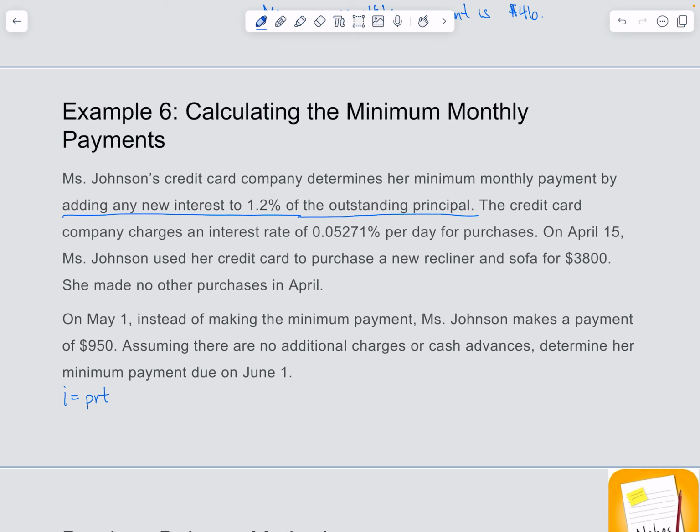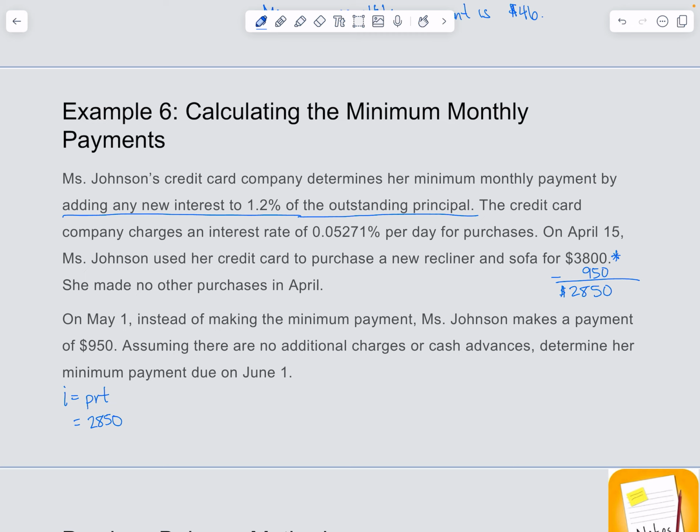So the principal that she owes, she had $3,800, but she paid off $950. So what's left? Let's find out. Okay, we subtract off the $950, so she has $2,850 left. That's still what she owes. So that's going to be our principal, $2,850.